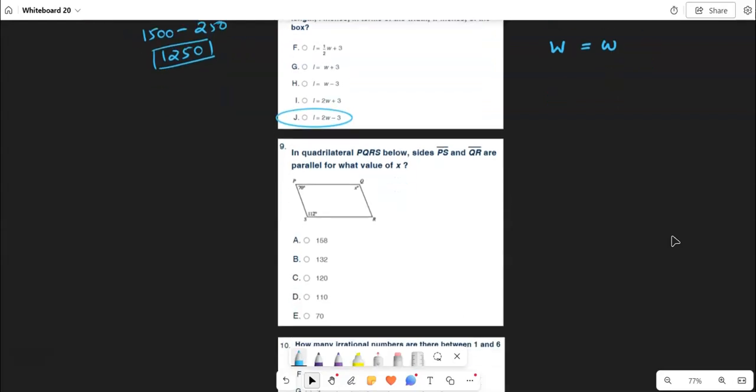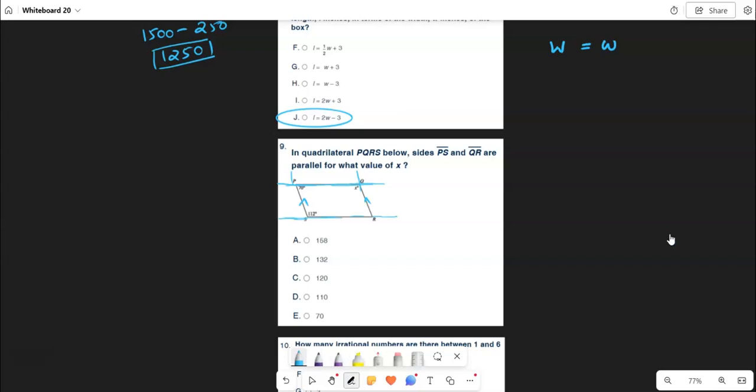In quadrilateral PQRS below, sides PS and QR are parallel. So these two are parallel lines, and that means we can assume this as the transversal line. Because you already completed the geometry sessions, I don't need to define what a transversal line is. Just consider this first line, because it is asking for x. These two parallel lines are cut by a transversal. So this is the transversal line.